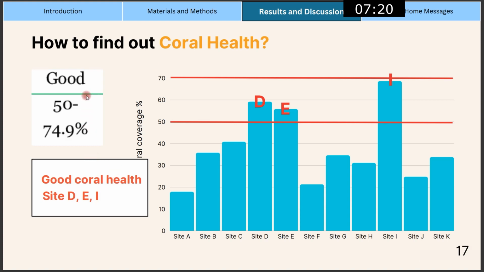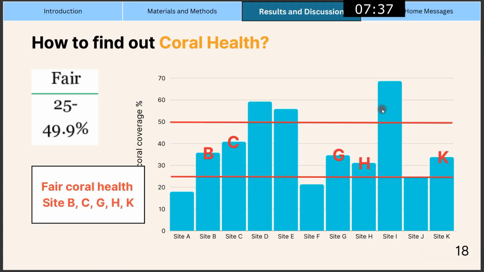And then maybe there are good coral health study sites? Yes, there are. Good coral health study sites fall between 50% to 74.9%, which are sites D, E, and I. And then fair coral health sites fall between 25% to 49.9%, which is over here, and it includes sites B, C, G, H, K. So there are 5 study sites here.